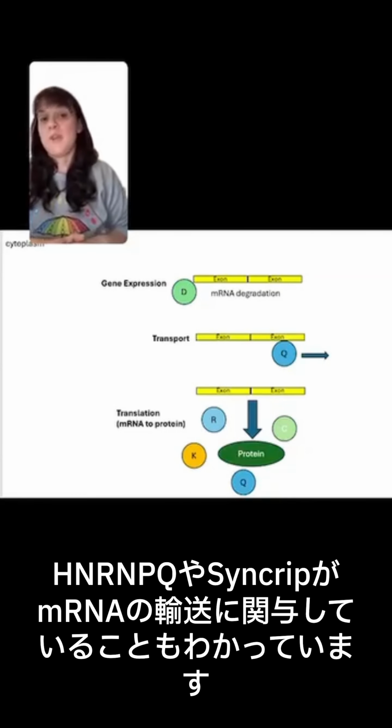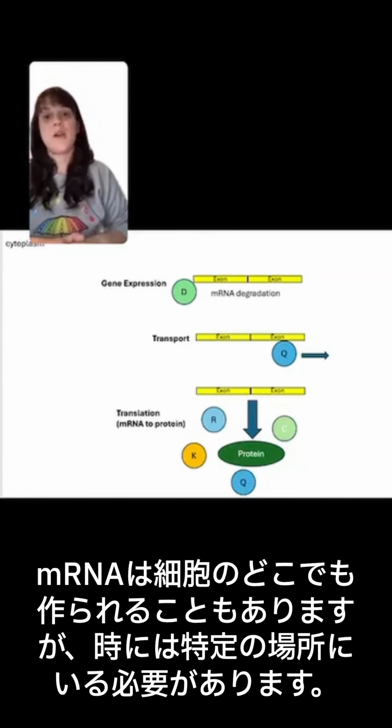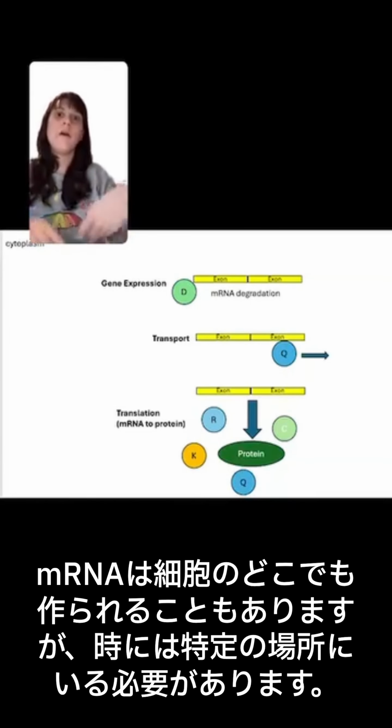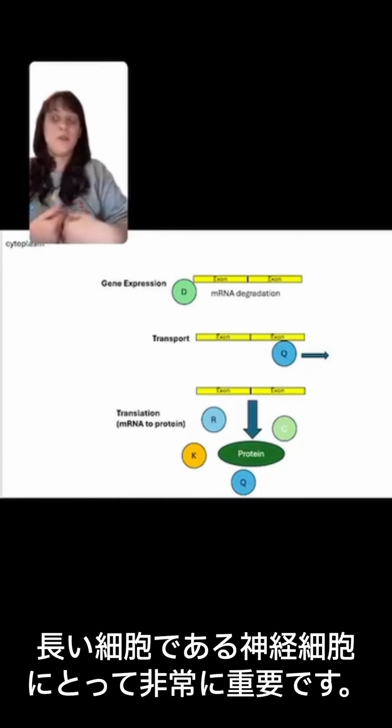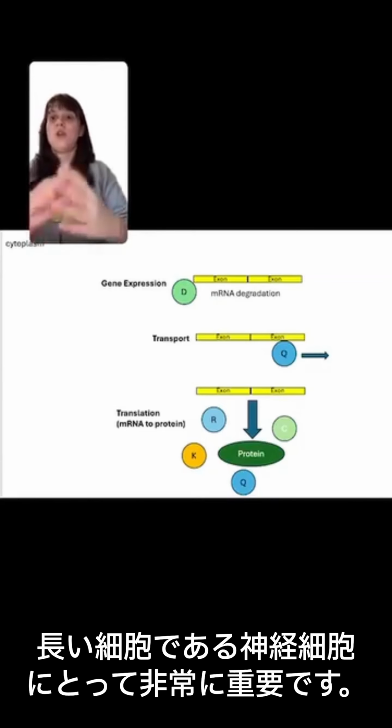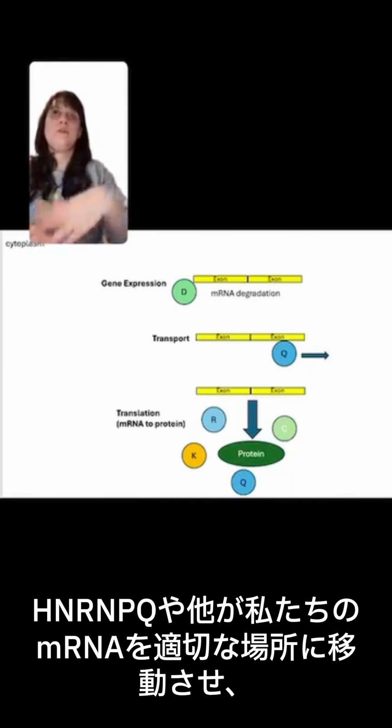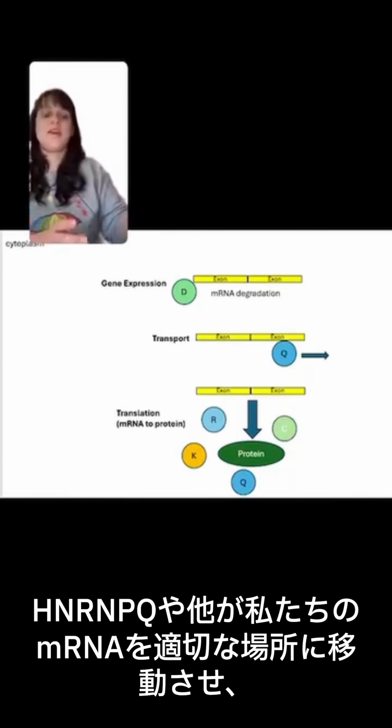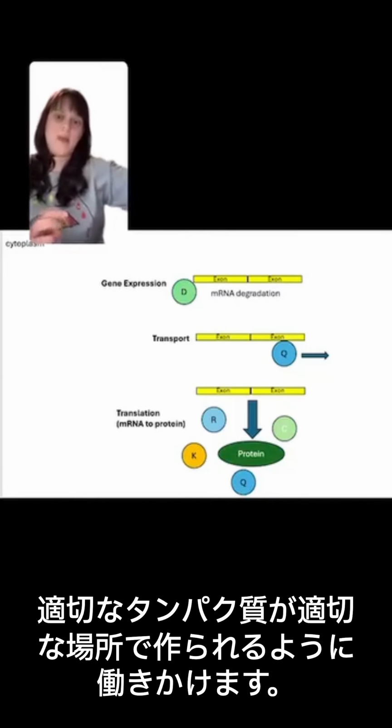We know HNRNPQ is involved in transporting mRNAs. And so sometimes mRNAs can just be made anywhere in the cell. Other times they need to be in a specific location. And this is really critical for neurons since these are long cells. And so HNRNPQ and probably others can move our mRNA to the appropriate spot so the protein is made in a place that makes sense.